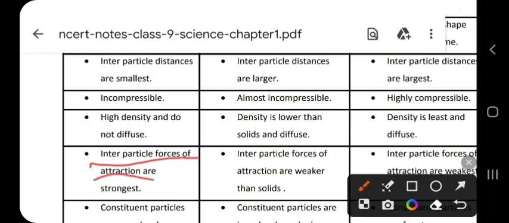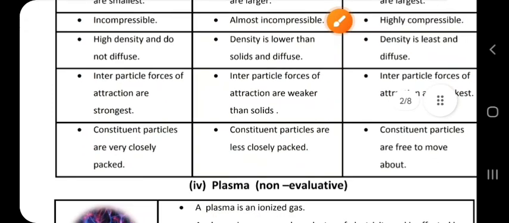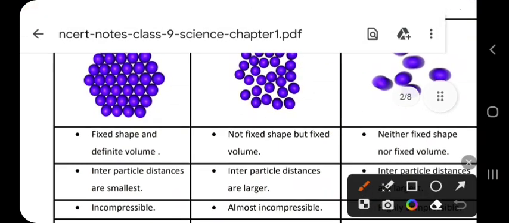Interparticle force of attraction is strongest. You can see the force of attraction is very strong. Next, constituent particles are very closely packed. These particles are very closely packed.